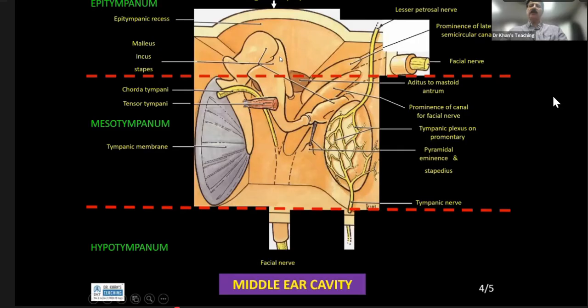And there is a short process and there is a long process. Now, the long process tips down once again into the mesotympanum. And here it makes this joint with the stapes, which is joined with the oval window.